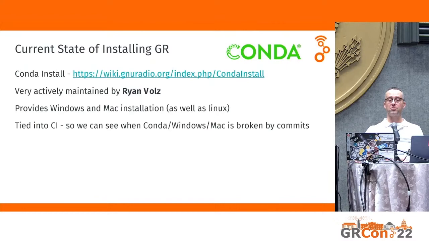We also, thanks to Ryan Voltz, have a Conda ecosystem for GNU Radio. So especially if you're on Windows and Mac, this is the only robust way that we know of to get GNU Radio up and running on Windows and Mac. And also, he's done a lot of work in our CI to tie this in, so that we can see when changes in the GNU Radio code base are going to affect building on Windows and Mac as well. So take a look at this if you're not familiar with the Conda install. If you're using Windows, or even if you're using Linux and you like Conda, take a look at it. It's another very solid way of installing GNU Radio. So it's on our wiki.